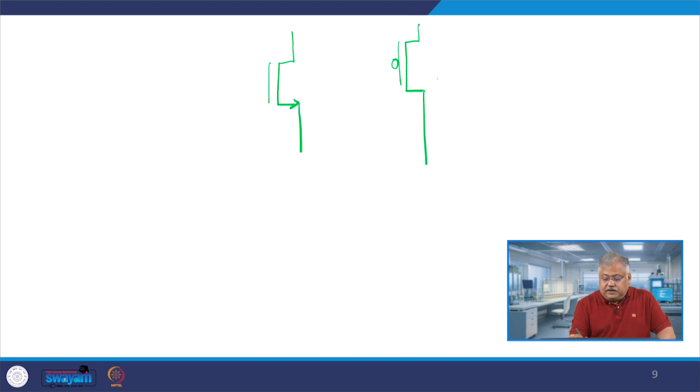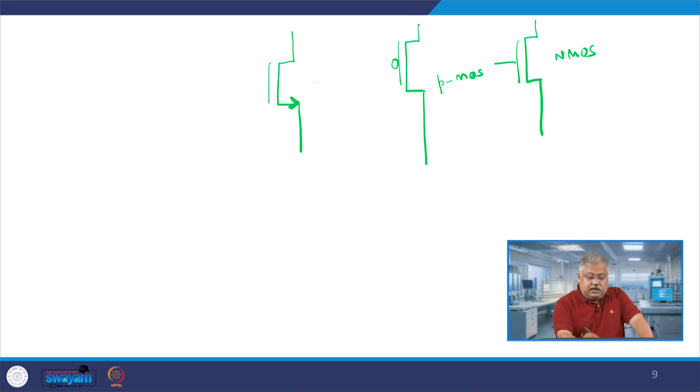This bubble is basically a PMOS. If you don't put a bubble, then it is basically an NMOS. Another way of doing it is to look at the arrowhead. If the arrowhead is away from the device, then this is basically your N channel. If this is source, drain and gate, this is again drain, gate and source, drain, gate and source.